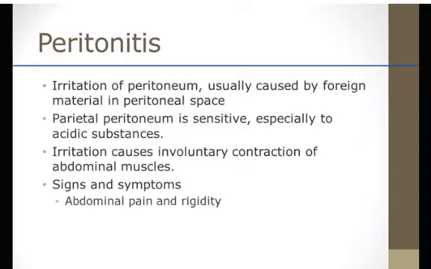Peritonitis is an irritation of the peritoneum. It's usually caused, like we talked about, by foreign material in that space. It's very sensitive, and when it gets irritated, it starts to contract the abdominal muscles. So the pain comes not necessarily from the irritation, but from the abdominal muscles trying to protect that area. They contract and cramp up. And so we get abdominal pain with peritonitis, and sometimes you'll have a rigid abdomen.